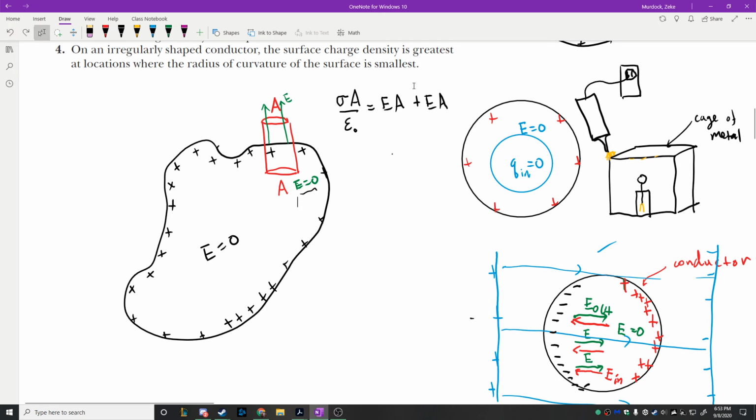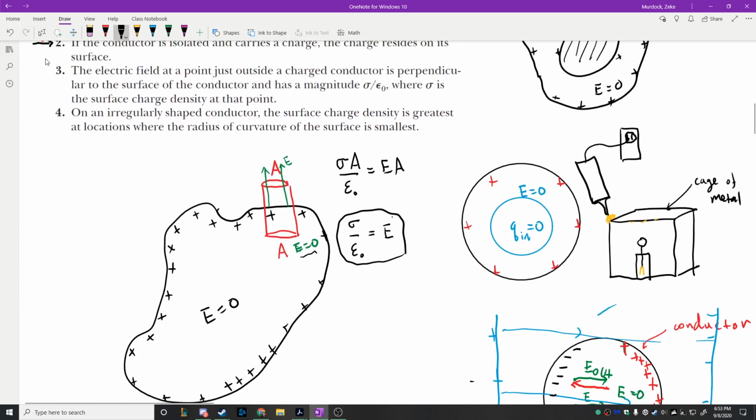I must have changed something about the default. So this piece isn't here, and you can see what the answer is. You get that the electric field near the surface is just equal to sigma divided by epsilon naught. And that's the third one. All right, so we've just proved this one. And we'll try to prove the fourth one probably on Thursday.